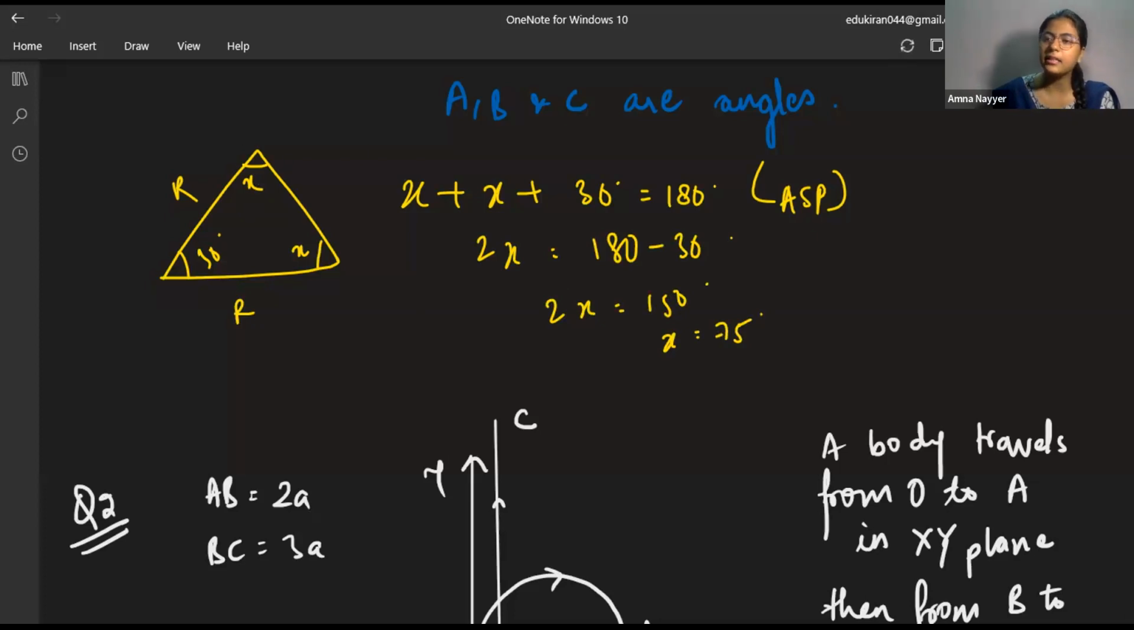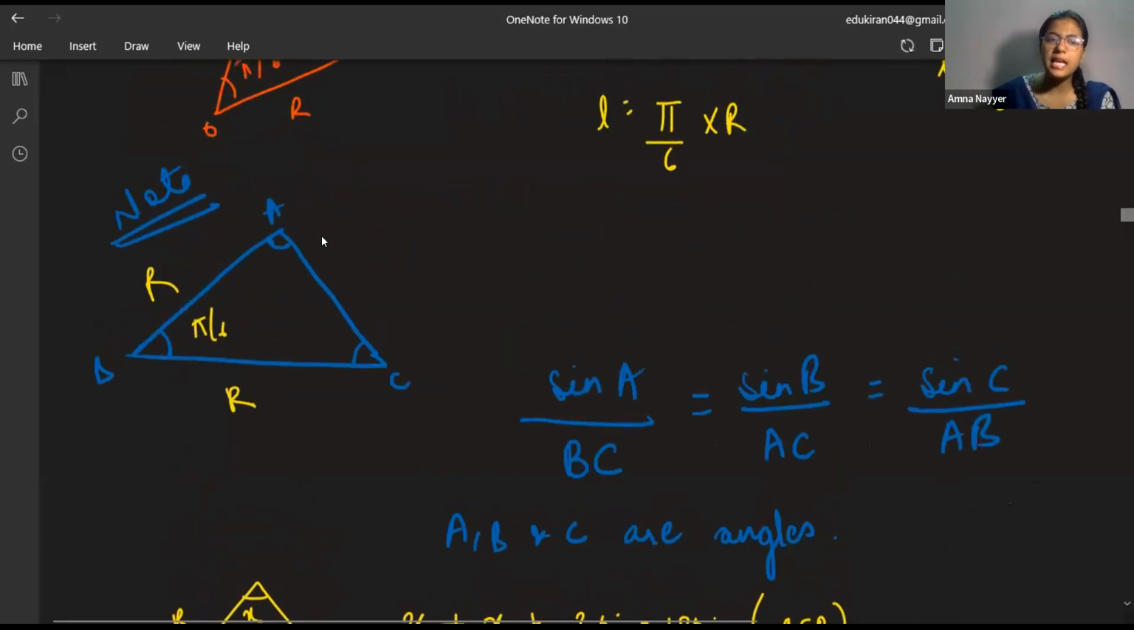Means this angle in the formula here, sine A is 75 degrees, divided by BC, this is R. Sine B is pi by 6, 30 degrees, divided by AC, which is unknown. Sine C is again sine 75 degrees divided by AB.